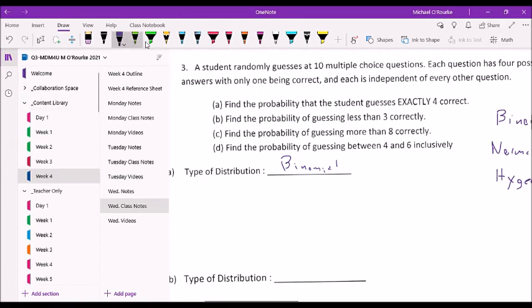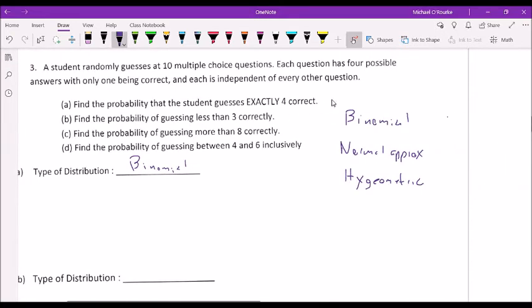So in this case, what is my n value? We'll find the probability. There's 10 questions, 4 possible answers, 1 being correct. What's my n value? Adam? 10. What is my k value? What's the probability of getting exactly 4 correct? My k value is 4. Right? Number of successes. I want to have 4 correct.